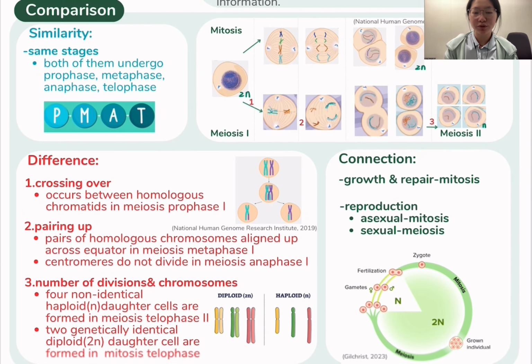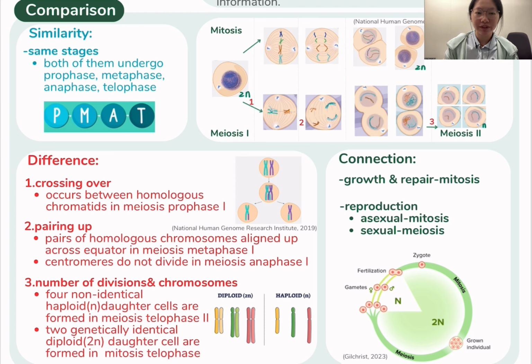Both of them include four stages, which are prophase, metaphase, anaphase, and telophase, but meiosis goes through them twice. Then I'll compare mitosis and meiosis through these four stages.